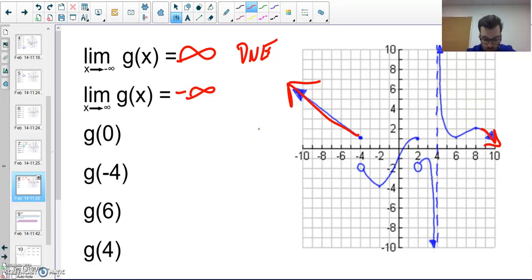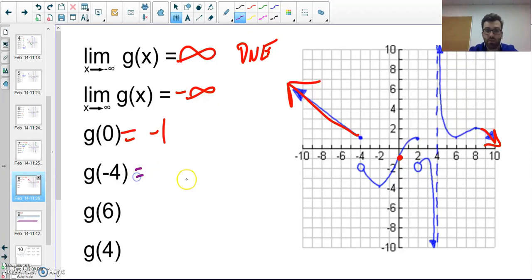Okay. Now these are actual points here. So now I want to find these ordered pairs. G of 0. When I plug 0 in for x, what do I get out for y? So I go to 0 for x, and I look at this point. Is there a point there? Yes. So y is -1.